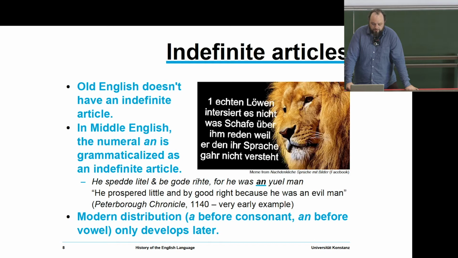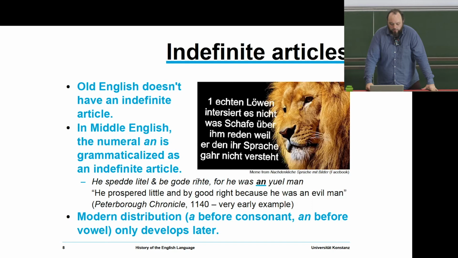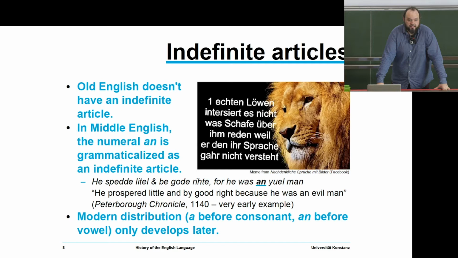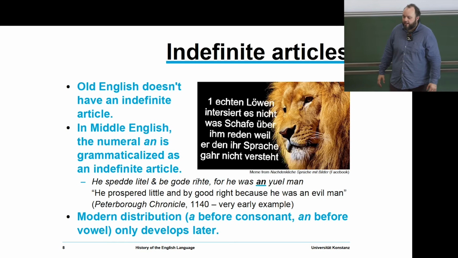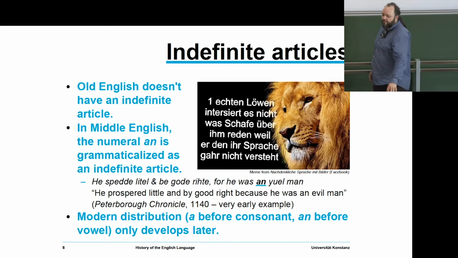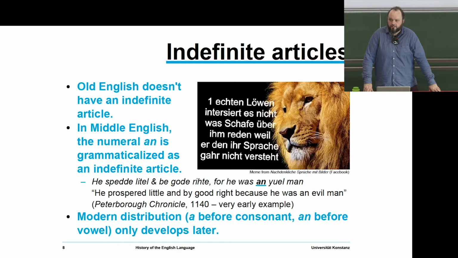He spared a little, and begod a richter, for he was an evil man. And this evil, an evil man, right? Now you can tell that this is an indefinite article and not a numeral, because it doesn't make sense for it to be a numeral here. He was one evil man. That would be strange. What we instead find here is simply an indefinite article. So he was an evil man.